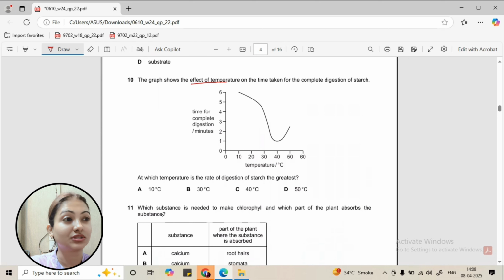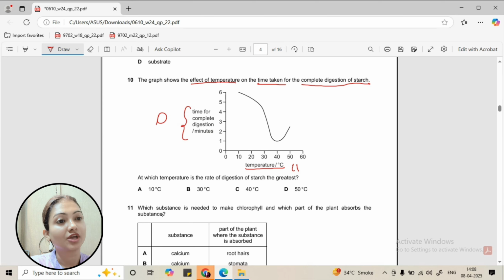Last question for this video. The graph shows the effect of temperature. Okay, so temperature is given on the x-axis, which is the independent variable, and the time taken for the complete digestion of starch is given on your y-axis, the dependent variable. What they have asked, let's see. At which temperature is the rate of digestion of starch greatest?